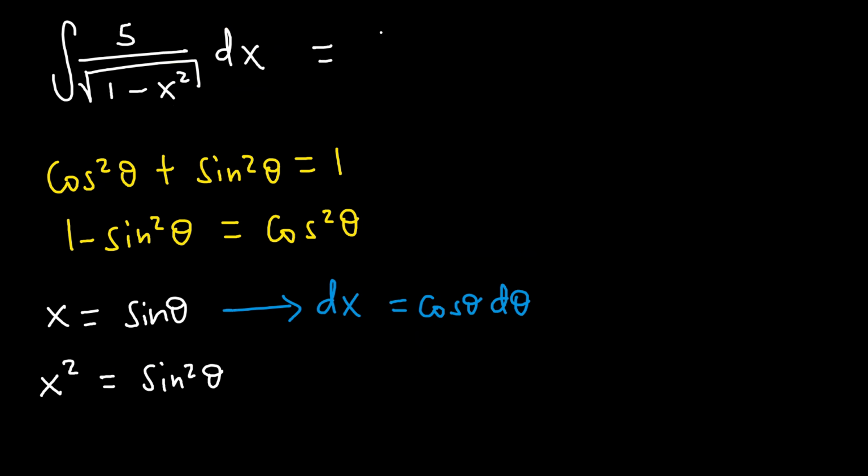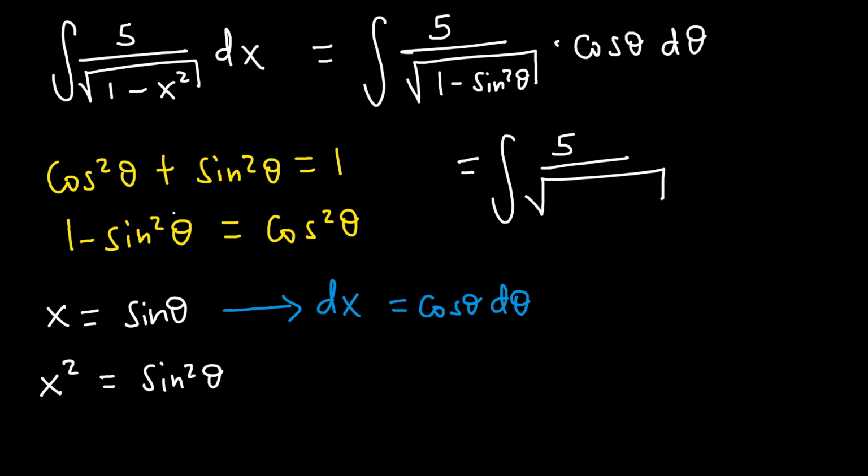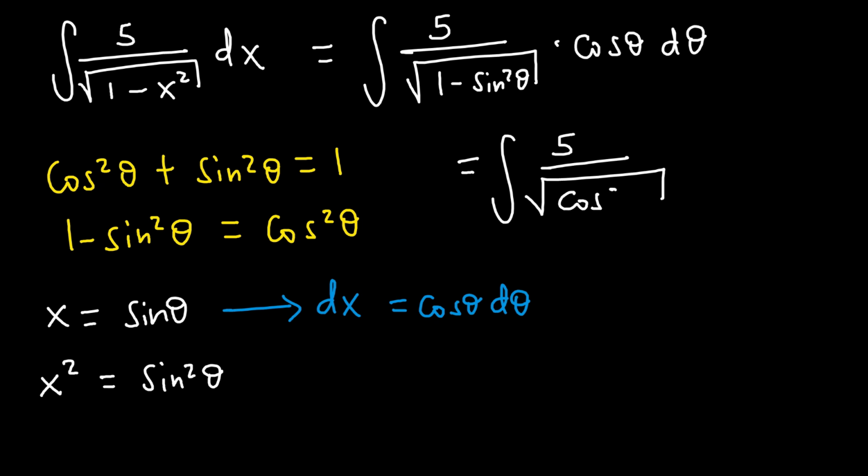So this will be equal to the integral of 5 divided by the square root of 1 minus x to the power of 2, which is sine squared theta, and then times dx, which is cosine theta d theta. And so we shall have the integral of 5 divided by the square root. Now we know that 1 minus sine squared theta equals cosine squared theta. So this will be cosine squared theta, and then times cos theta d theta.